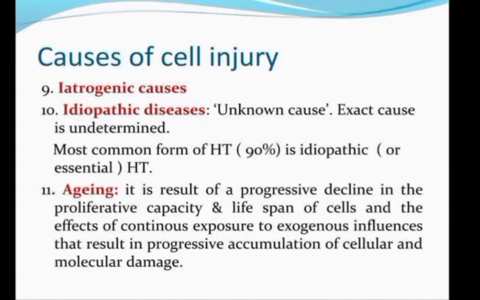Idiopathic diseases are those for which the cause of the cell injury is unknown. Despite advances in medicine, the cause of some diseases remains unclear. Examples include hypertension and certain types of cancer. The main reason for these cannot be identified.